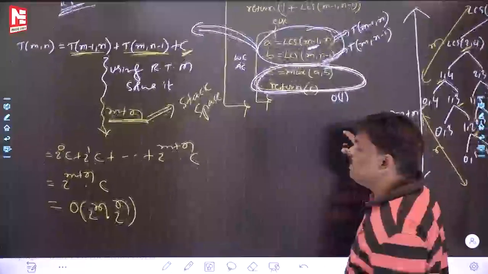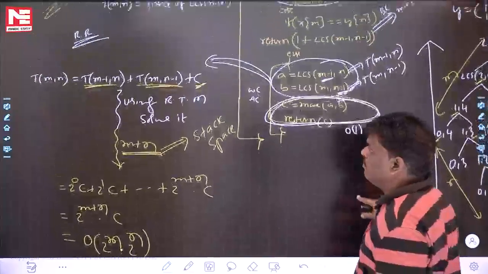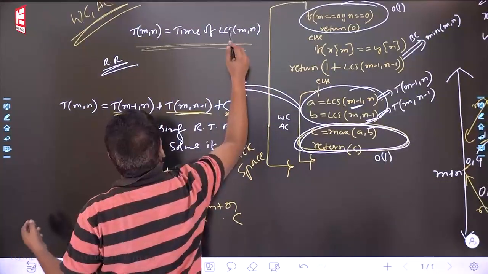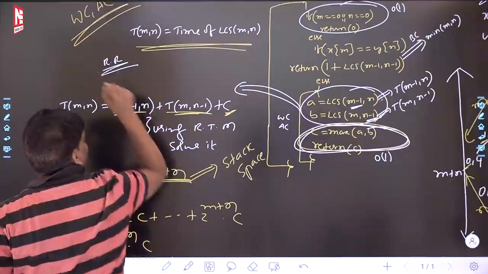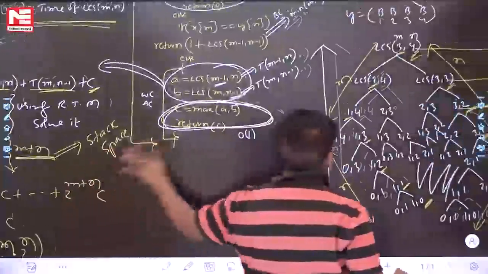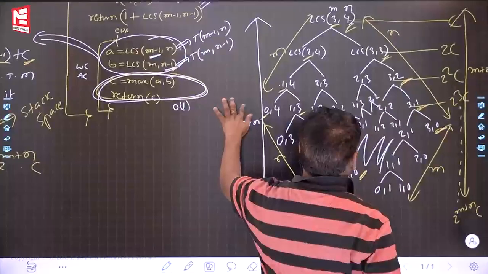What is the time complexity? 2 power m into 2 power n. How is it the time complexity? See the definition. How is it worst case and average case? We have written it from this area. Fine. Next one. How do you know m plus n levels? Using the recursive tree method.